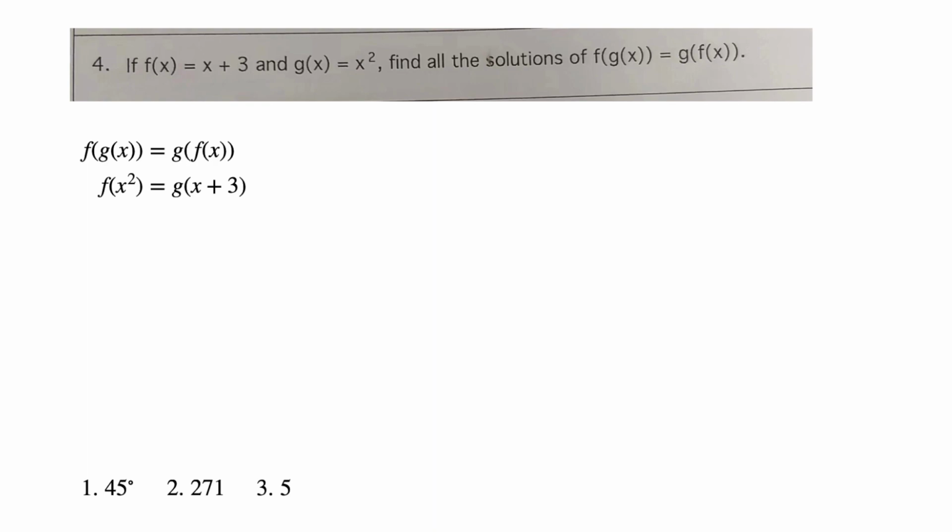Now, here's the part where we need to be careful. Over here, the function has input x. However, now we are inputting x squared instead. So if x squared is replacing x, then f of x squared would be x squared plus 3 instead of x plus 3. Similarly, for g of x plus 3, instead of just squaring the input of x, we would need to square the entire input, which is x plus 3.